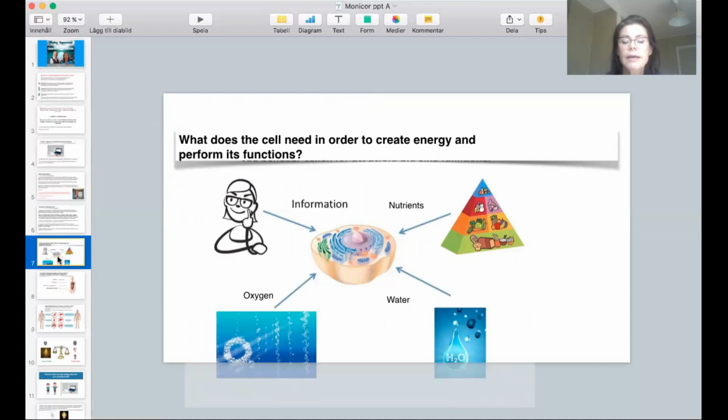So we all need that our cells, they need certain things in order to be able to produce energy. And the cell needs the correct information, it needs good nutrients, oxygen, enough water, of course, if it can, best structured water.